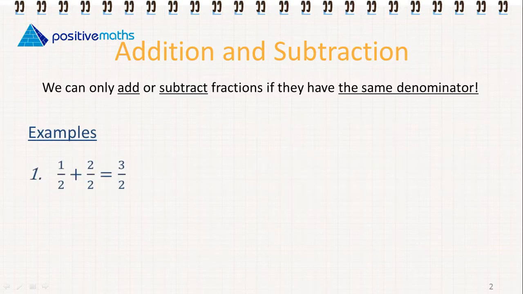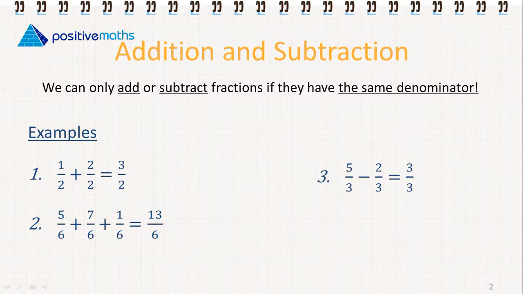1 over 2 plus 2 over 2 gives us 3 over 2. Okay, so 1/2 plus 2/2 gives us 3/2. So what we're doing is adding the numerator, the number on the top, when the denominator is the same. So another example, we have 5/6 plus 7/6 plus 1/6 gives us 13/6.